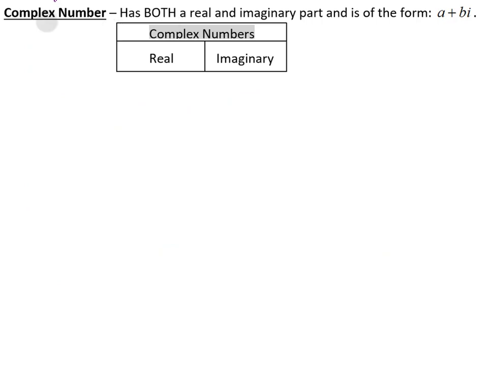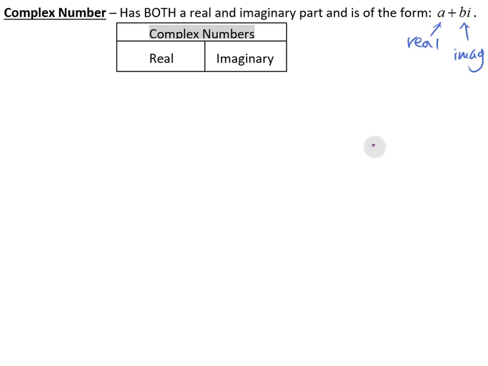Okay, so next up, we're going to talk about complex numbers. A complex number really more broadly contains both a real and imaginary part. It's of this form, a plus bi, where a is the real part of our value, and bi is the imaginary part. So a complex number has both a real and imaginary part.